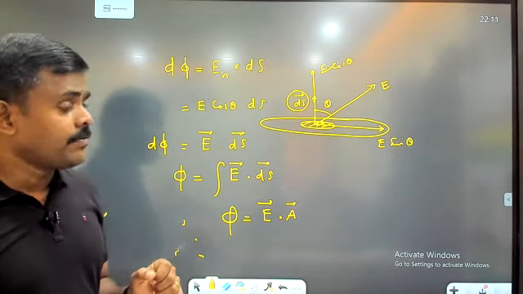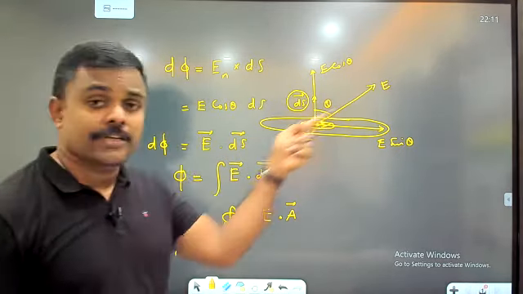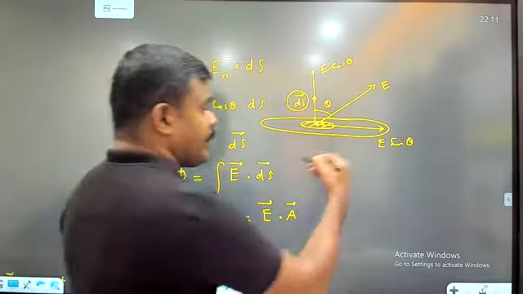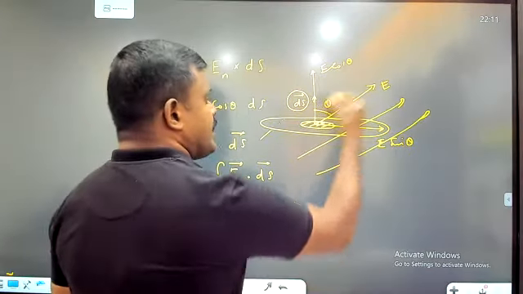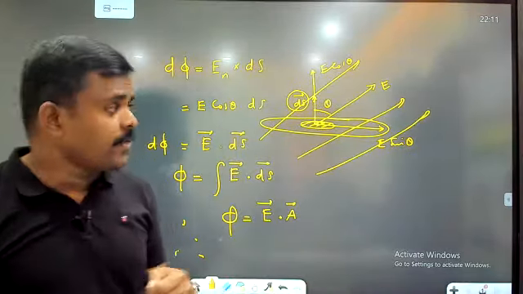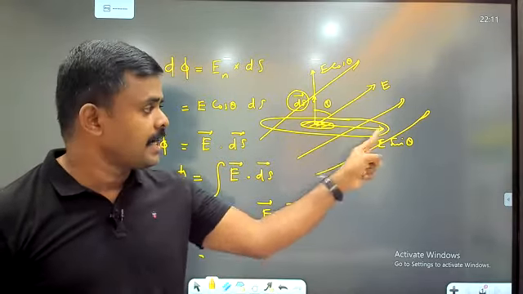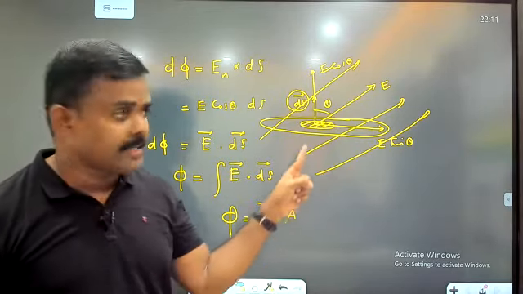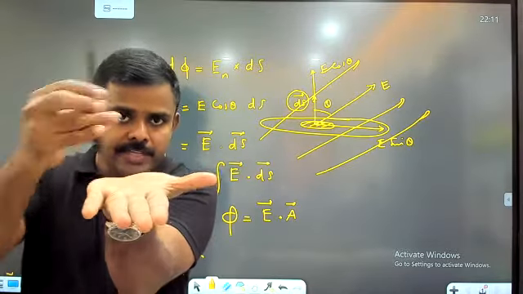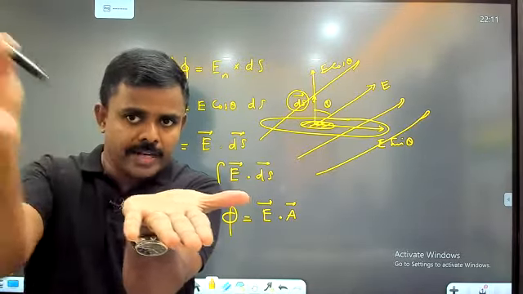All right. And then what? I told you there is an electric field line going in this direction. Actually, there are many of them going in this direction, but I've taken only one of them. And then that one is split up into two. One is E sine theta, the tangential component. The other one is E cos theta. Look at this. This is the surface, this is the area vector, this is the field direction.